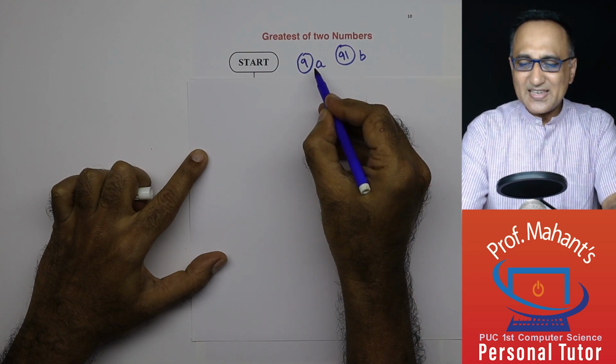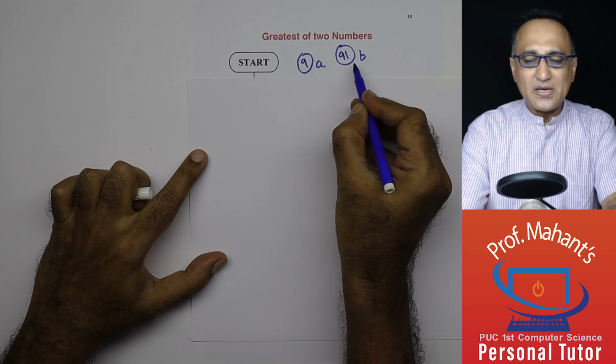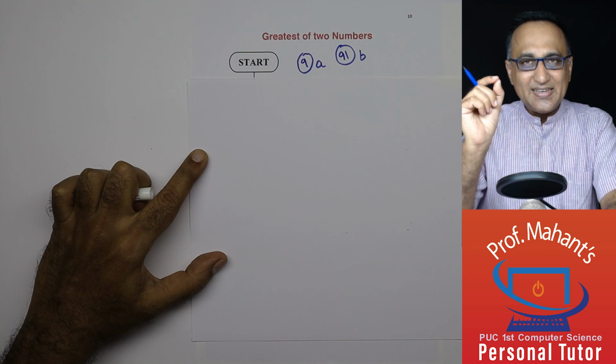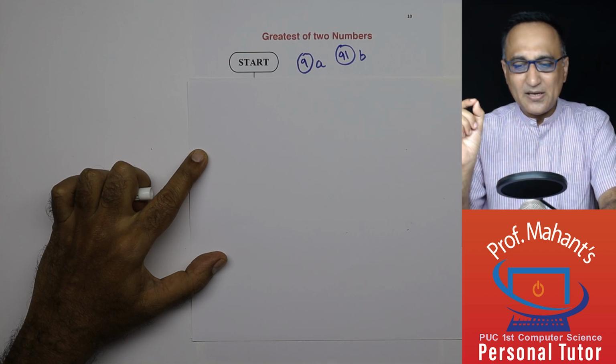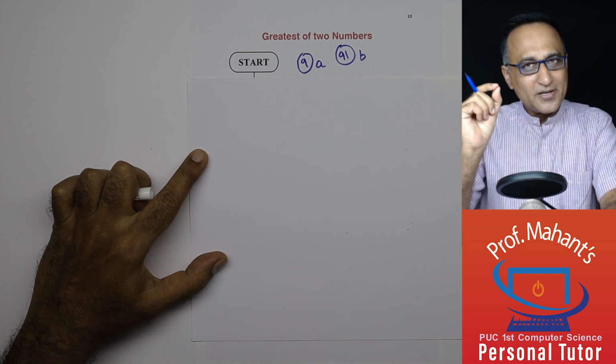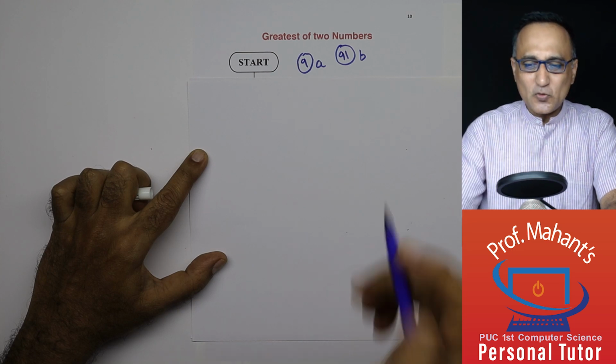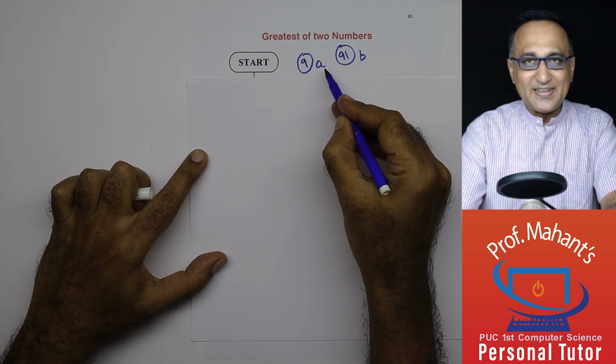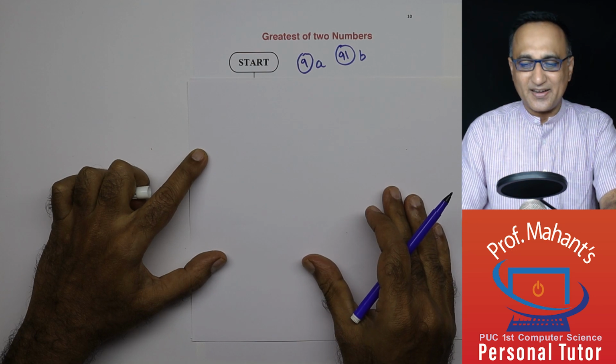So in this case, I need to compare A with B. So I'm going to ask the question, is A greater than B? It can either be true or it can be false. If it is true, I'm going to say A is greater, else I'm going to say B is greater.